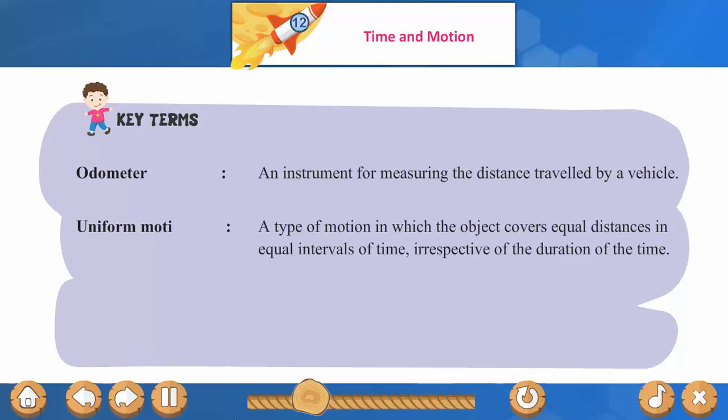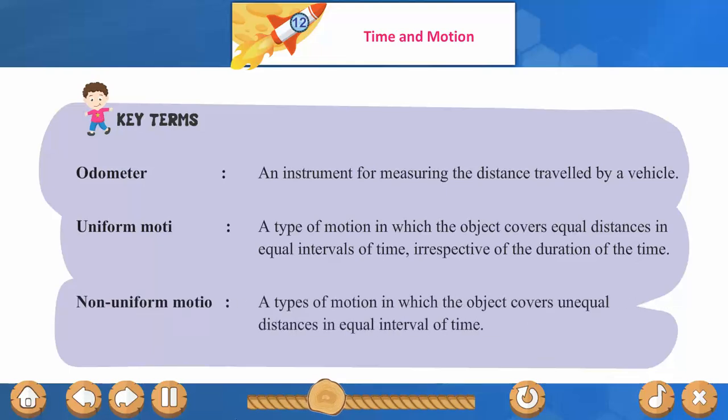Uniform motion: a type of motion in which the object covers equal distances in equal intervals of time, irrespective of the duration of the time. Non-uniform motion: a type of motion in which the object covers unequal distances in equal intervals of time.